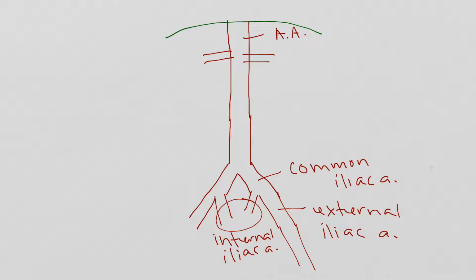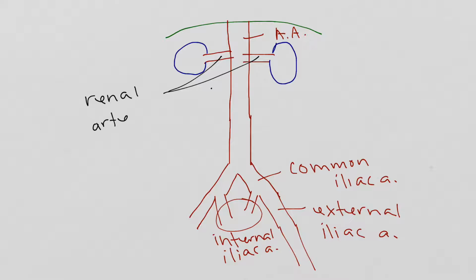These arteries are extending over to kidneys. Those are supposed to be kidneys. They don't look too beautiful. Both of these arteries are called renal arteries. Renal is anything having to do with kidneys. These are arteries going to kidneys, therefore renal arteries.